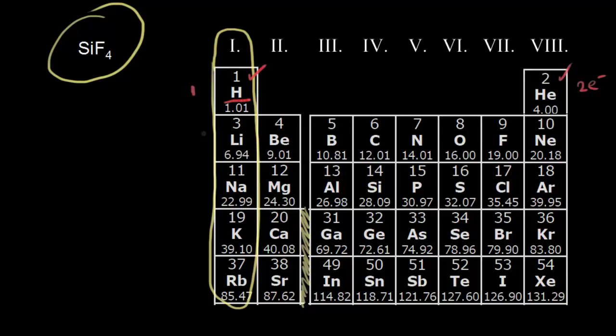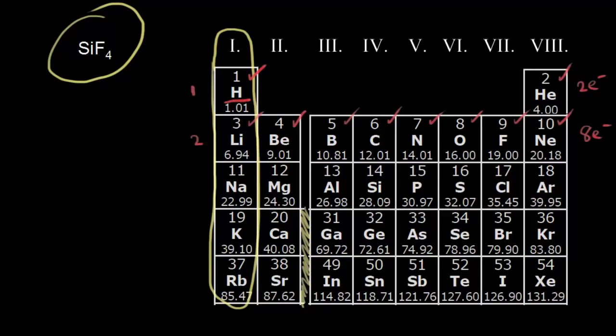When you get to the second period on the periodic table, lithium has one valence electron, beryllium has 2, boron has 3, carbon has 4, nitrogen has 5, oxygen has 6, fluorine 7, and neon 8. And so you have more orbitals in the second energy level, and because of that, you can fit more electrons. So maximum of 8 electrons in the second energy level.